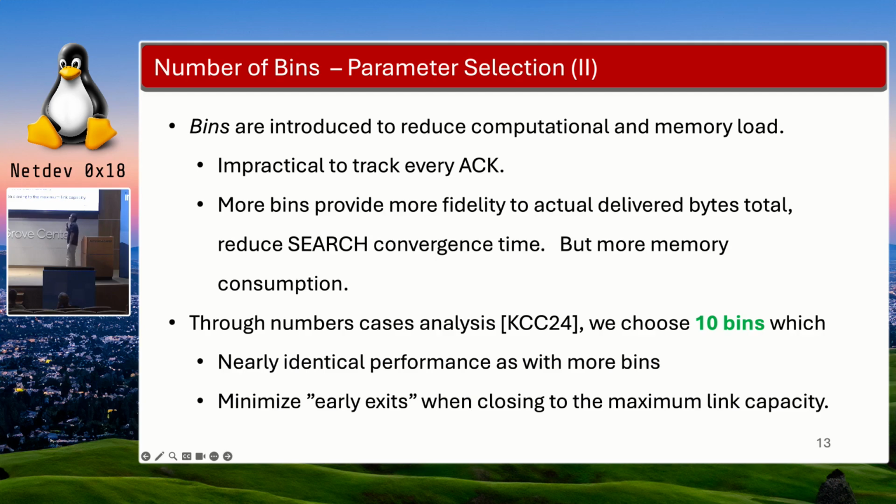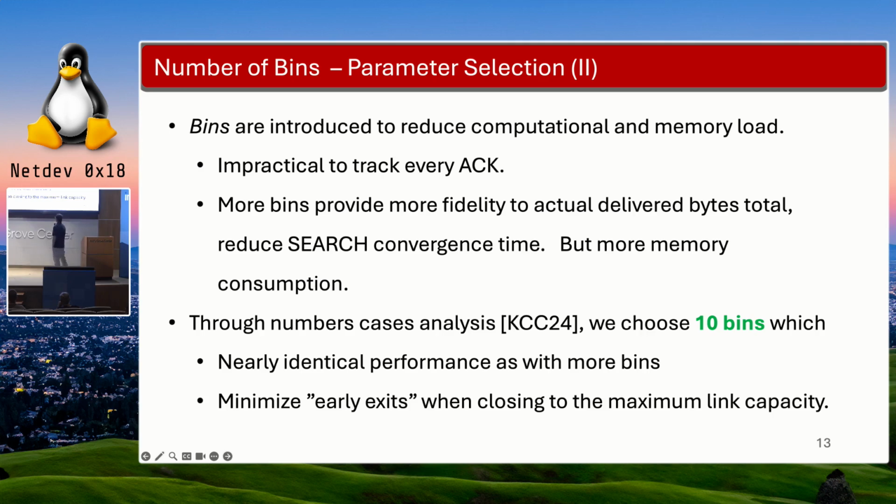And the number of bins is almost a similar one. If you have more bins, you have more fidelity to get the delivery bytes, but it's impossible to have a variable for each ACK. So we have to choose some bins to provide the delivery bytes information. We don't have a very good approach for this, but we ran a lot of experiments. In this paper, we talk about the number of bins selection.